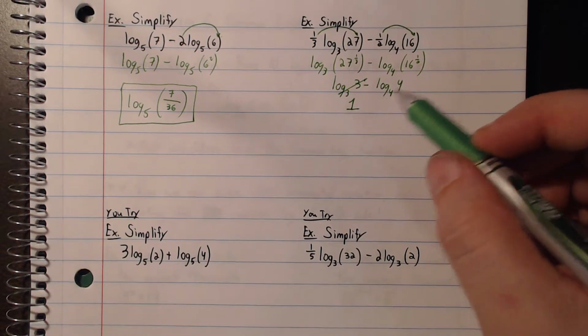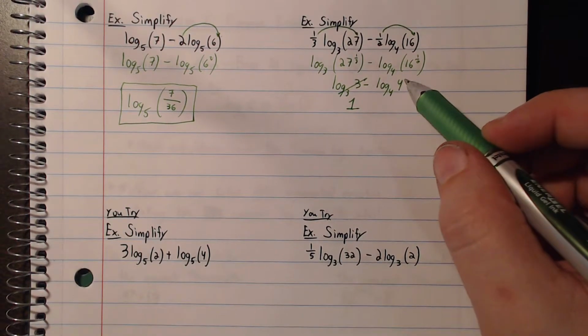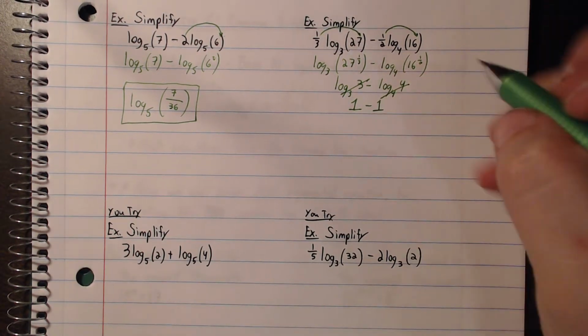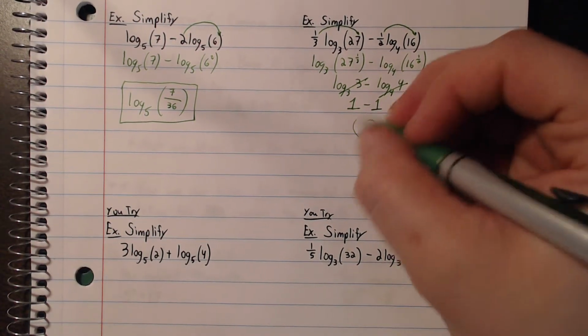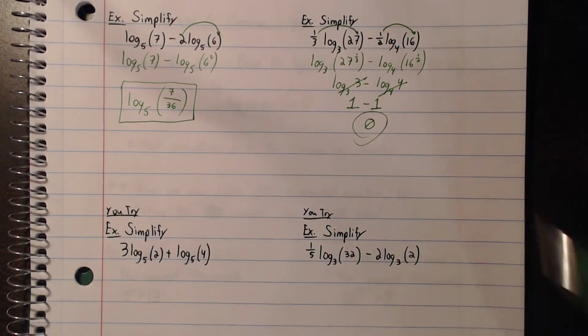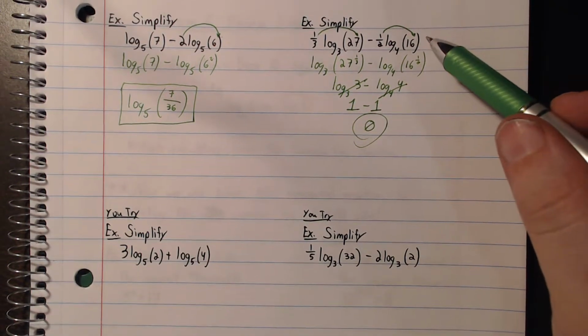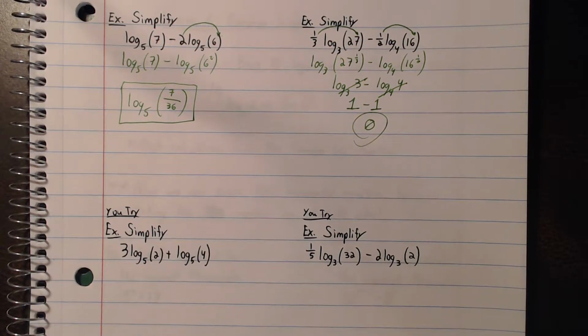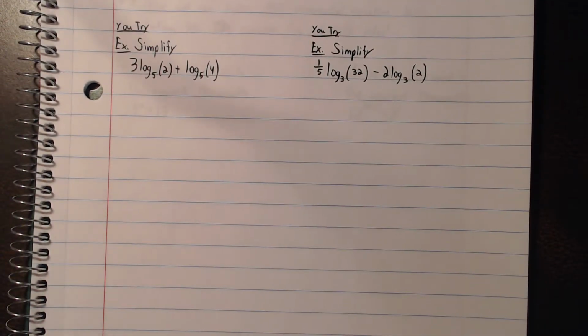I have the same inverse property happening here, right? I have a power of 1 that's not shown. These eliminate. That gives me 1 minus 1. 1 minus 1 is 0. So we had this problem to start with. We simplified down to nothing. Okay, you have 2 examples to try on your own, and you can resume the video when you're ready to check your solutions.